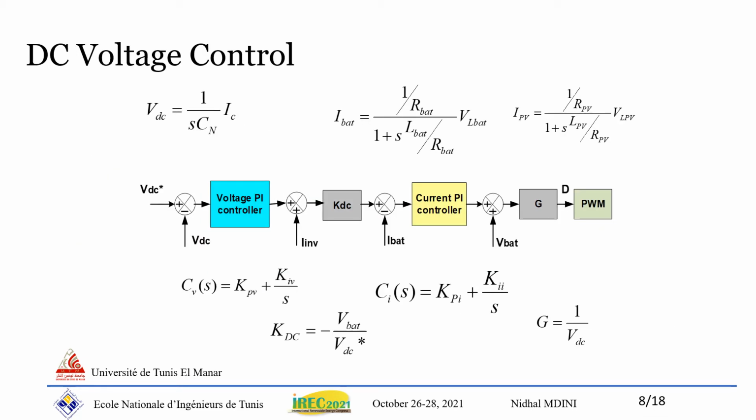From equations 1 and 2 presented in slide 6, the battery and the PV currents are presented in the Laplace domain by the two relations at the top, which give a first-order system with the voltage of the input DC filter as input. The DC voltage control is carried out with a cascade voltage-current loop. The outer voltage loop with the PI controller provides the current references, and the inner loop defines the duty cycle.